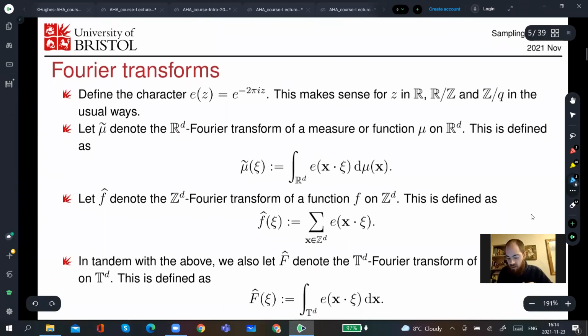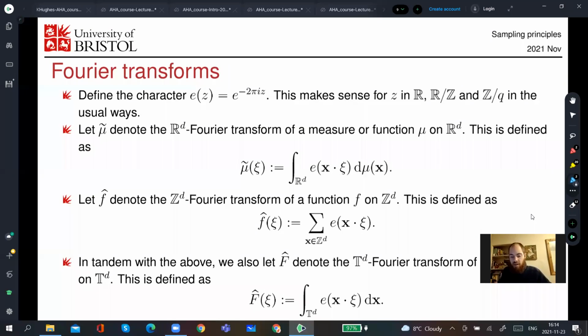So just recall some notation because I'll be using it throughout. We have these characters, e(z) equals e^{-2 pi i z}, where z is a real number, an integer, r mod z, z mod q, and so on, as we've been using throughout the course. We use those characters to define various Fourier transforms. On R^d, you just integrate a measure against it. And then on Z^d, you do the same, but integration turns to summation, of course, because I'm thinking of Z^d with a counting measure on it. So integration is summation here.